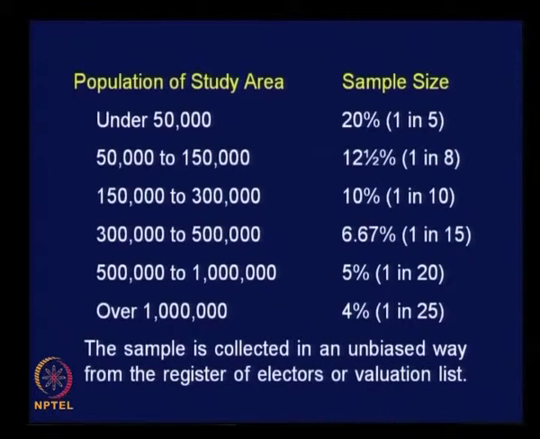Of course, the sample is collected in an unbiased way. You would have studied about unbiased samples, the random sampling process, right, from the register of electors or valuation list. Electoral rolls or valid sources, or you can look for other records like the valuation list, which is a list of valuation of properties, or taxpayers list, and so many sources are available, and you can pick the sample based on the information available in those lists. For our conditions, electoral rolls are much better because they are updated frequently.